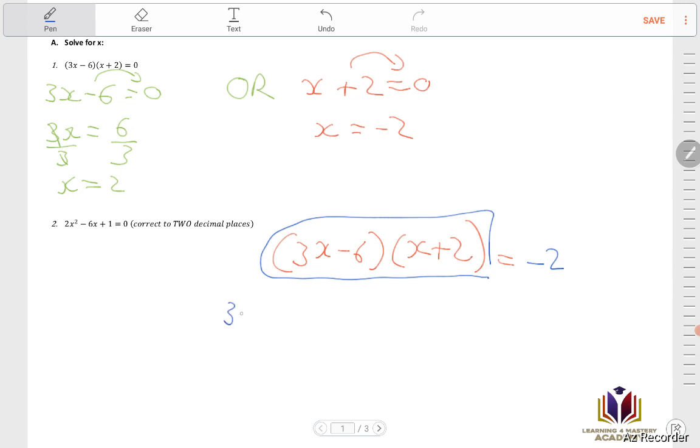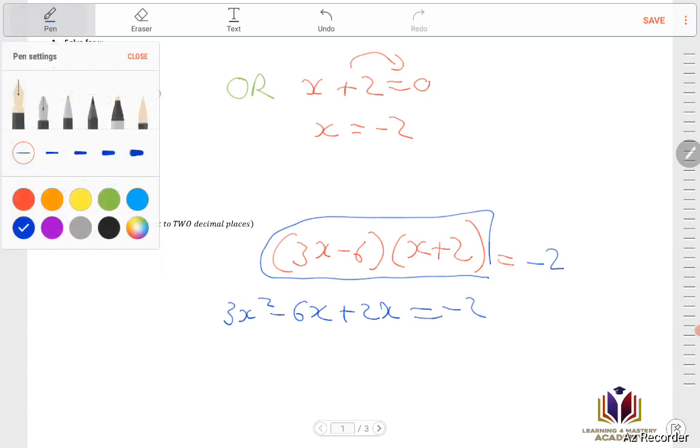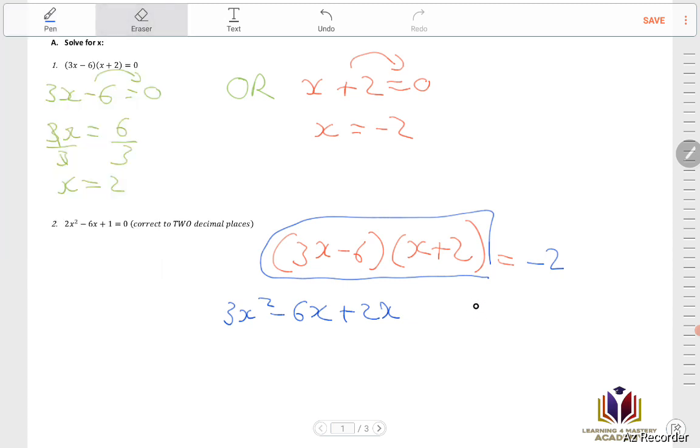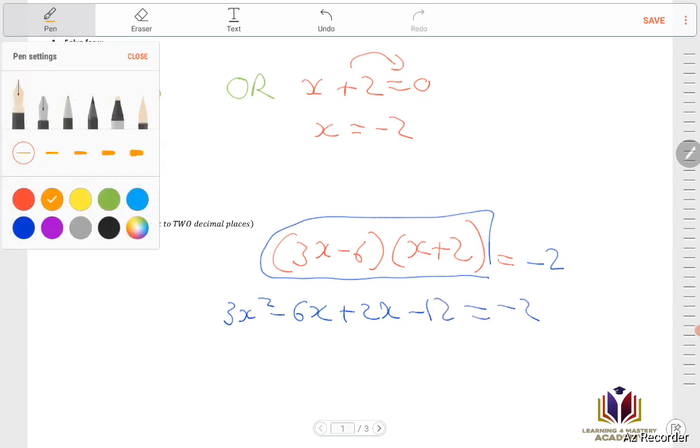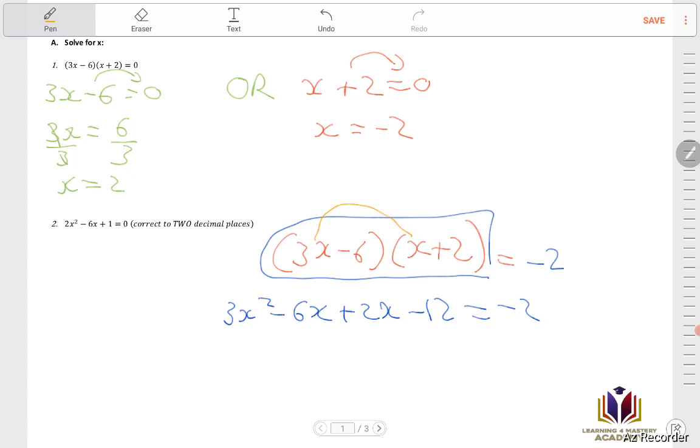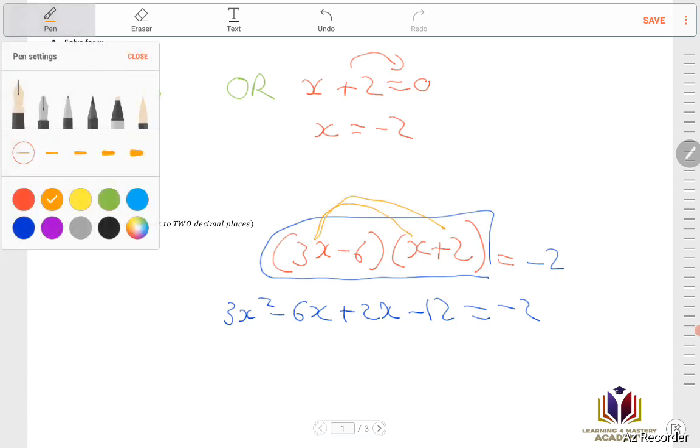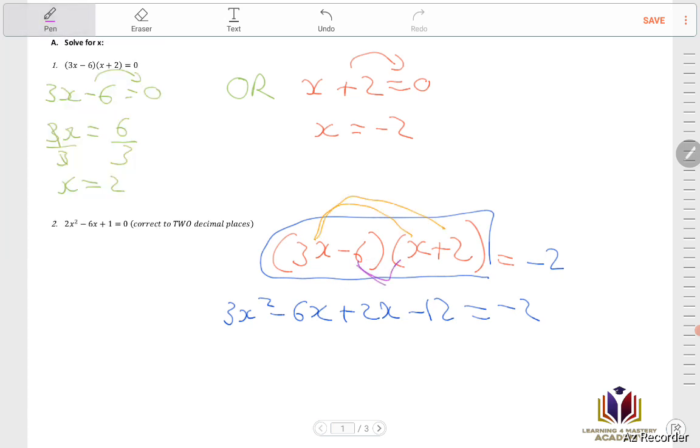It's going to give you 3x squared minus 6x plus 2x minus 12 equals to negative 2, right? How did we get this? You just distribute it there. This goes with that, okay?